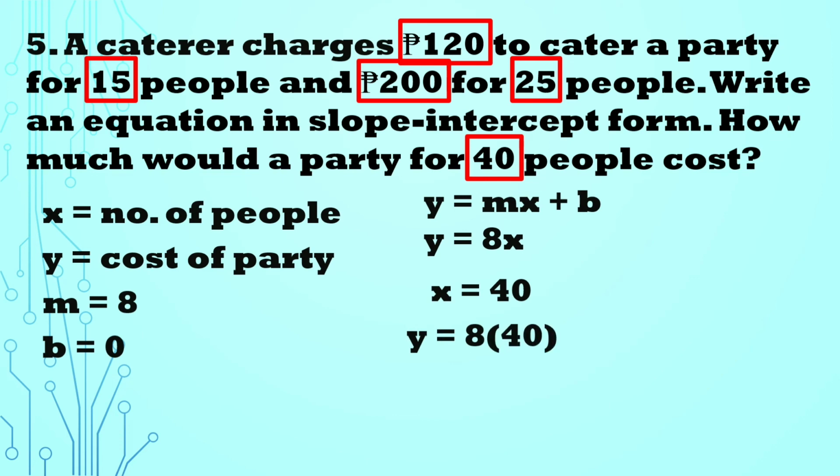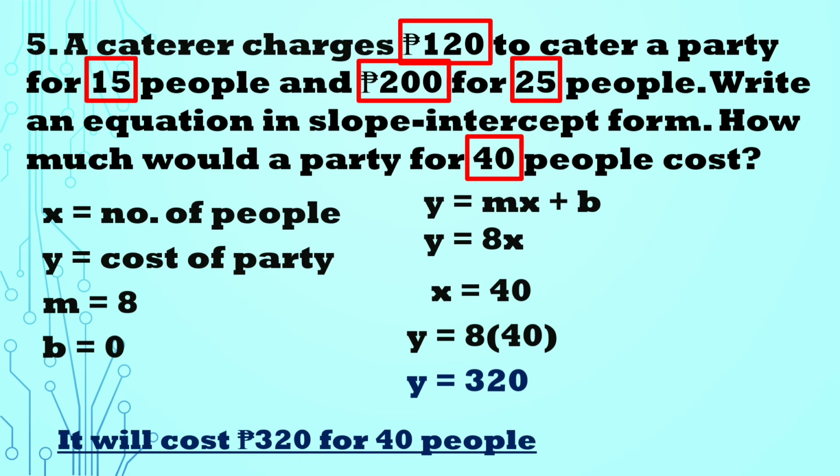Yan. So, y equals 8 times 40. So, 8 times 40 is equal to 320. So, y equals 320. So, therefore, it will cost 320 pesos for 40 people. So, nagkakahalaga lamang siya ng 320 pesos kapag meron tayong 40 people sa ating party. So, ganun lang po siya kadali.